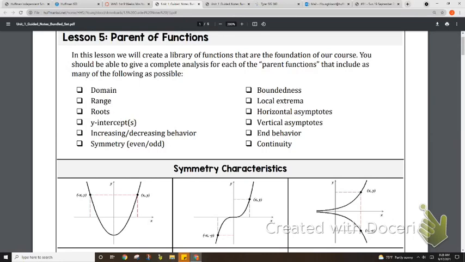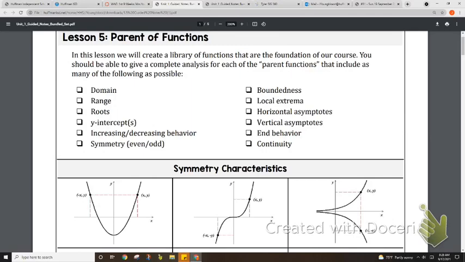You should be able to give a complete analysis for each of the parent functions that include as many of the following as possible: domain, range, roots, y-intercepts, increasing, decreasing behavior, symmetry, whether it's even or odd, boundedness, local extrema, horizontal asymptotes, vertical asymptotes, end behavior, and continuity.